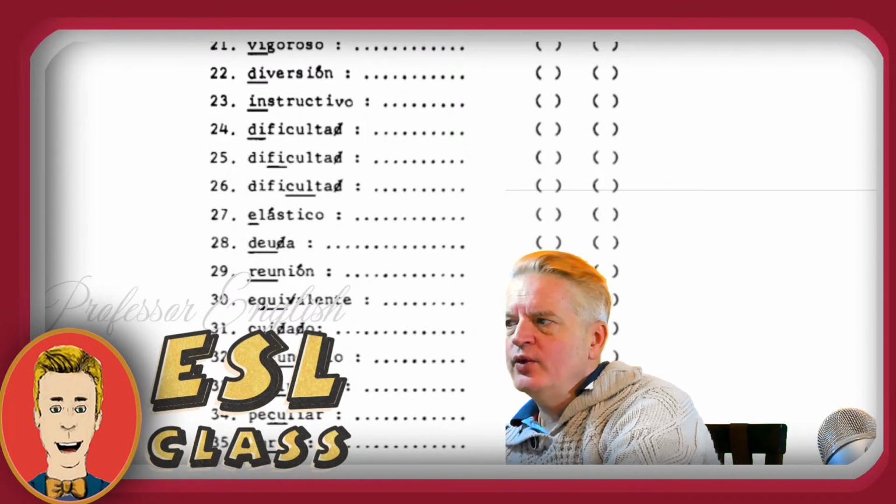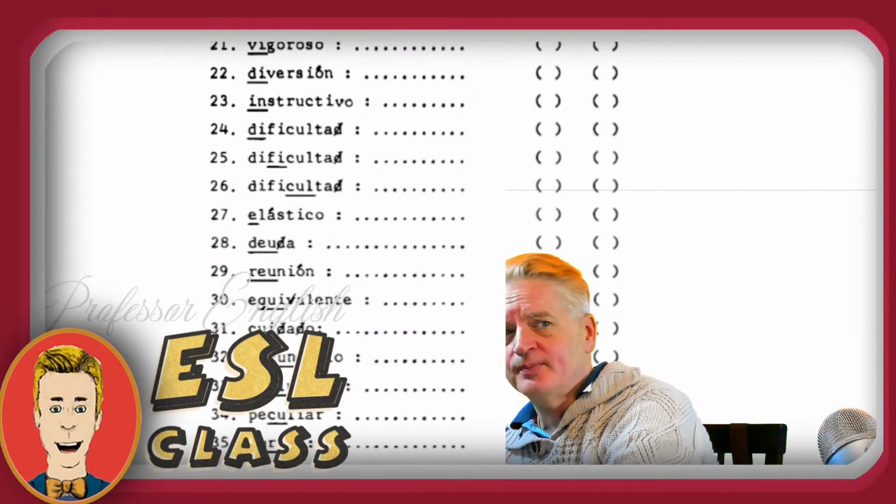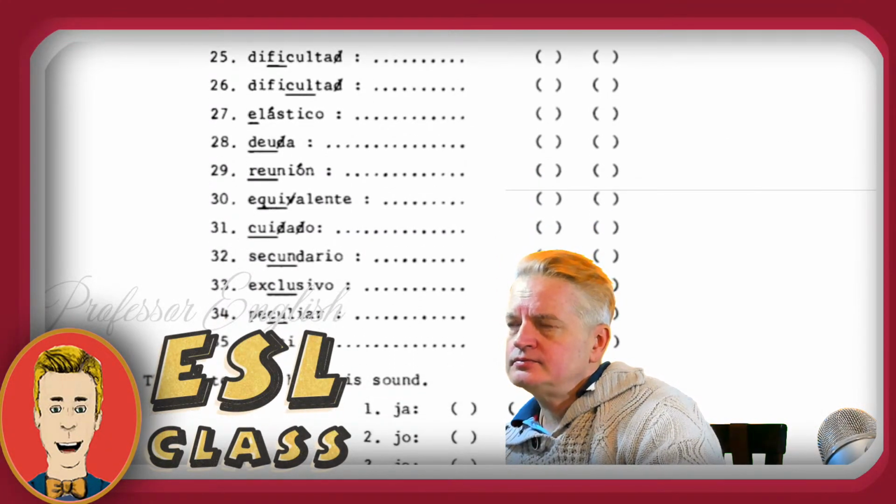28 is deuda, deu. Is that so that counts as one syllable? Deu. Let's hear how they say that. I'm curious, because I'm probably saying it wrong, but maybe it's deuda, D-E-U-D-A, deuda. Let's see. Deuda. Deu. 29.